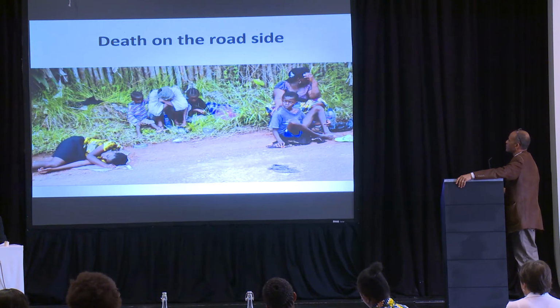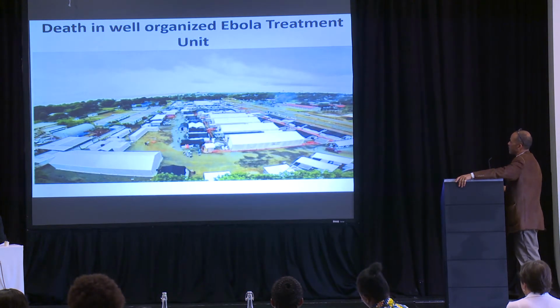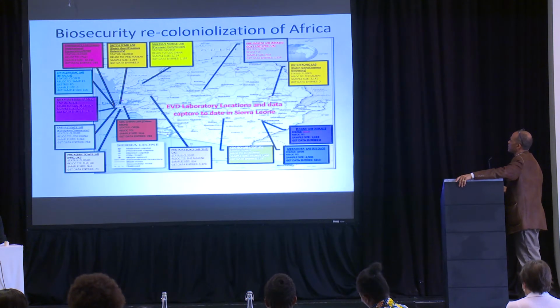country like South Africa? So in Sierra Leone, Liberia, and Guinea, these were the typical scenes: death on the roadside, death in makeshift facilities. Finally, towards the end of the outbreak, there were well-organized treatment centers, but people were still dying. Some were able to come out alive.